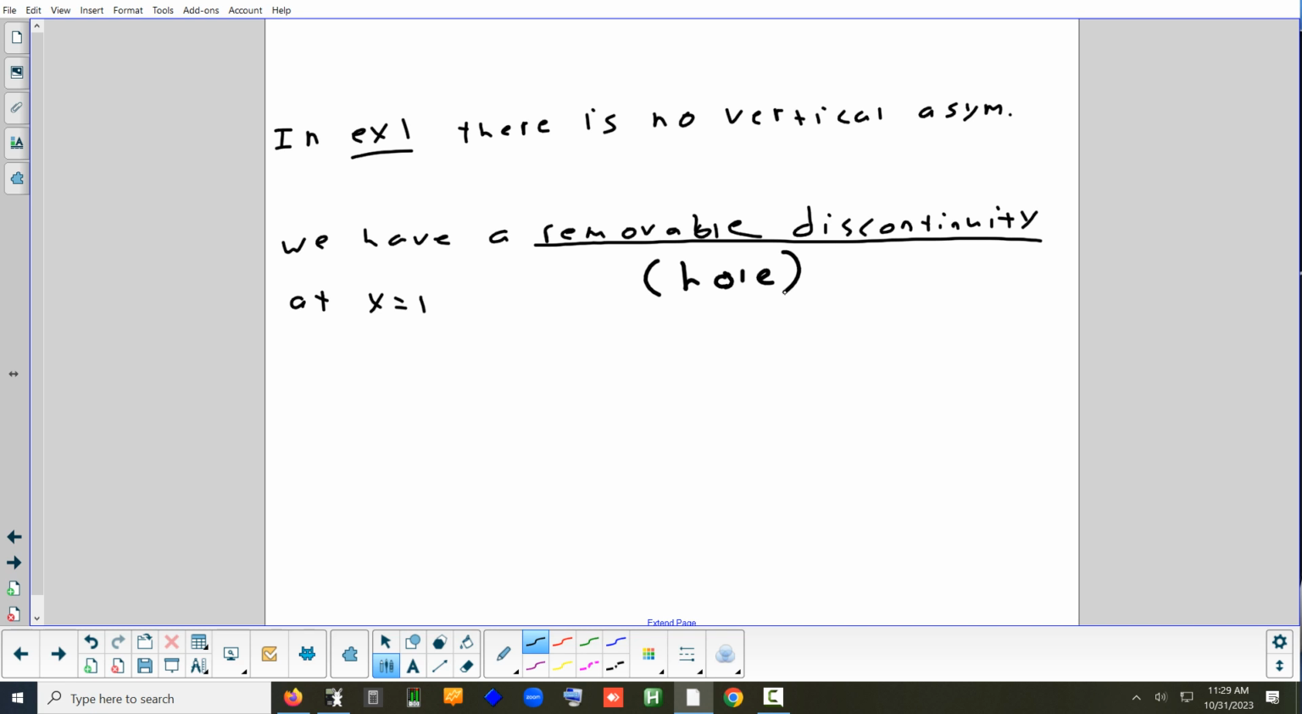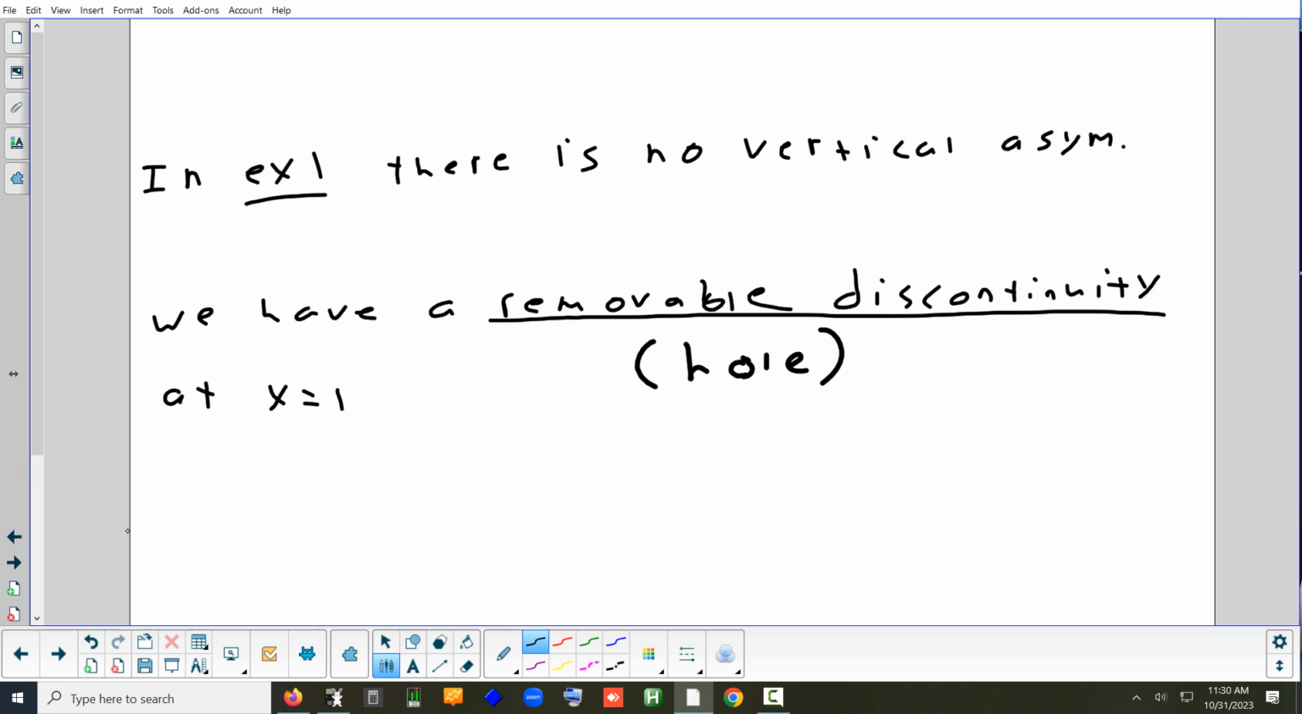And in our particular problem, the hole was at 1. The hole is not always at 1. Depends on what value makes the denominator 0. Okay, but there were no vertical asymptotes in that last problem until we changed it. Any question on that? Just a different term for a hole.